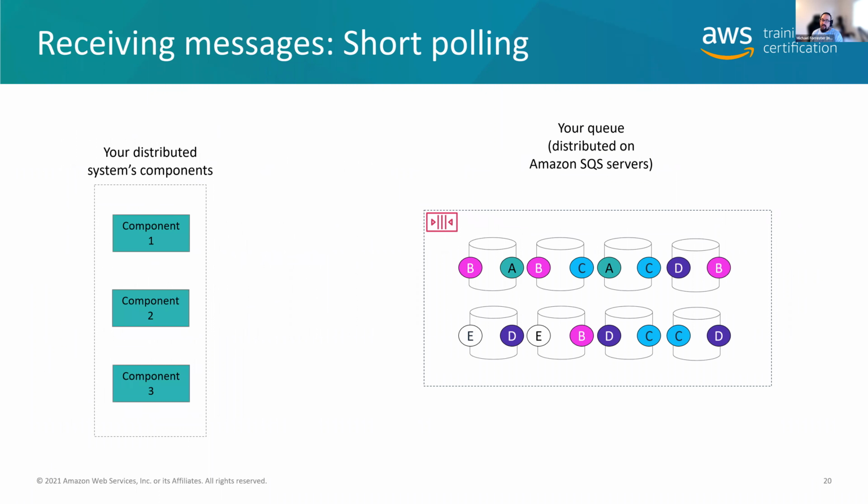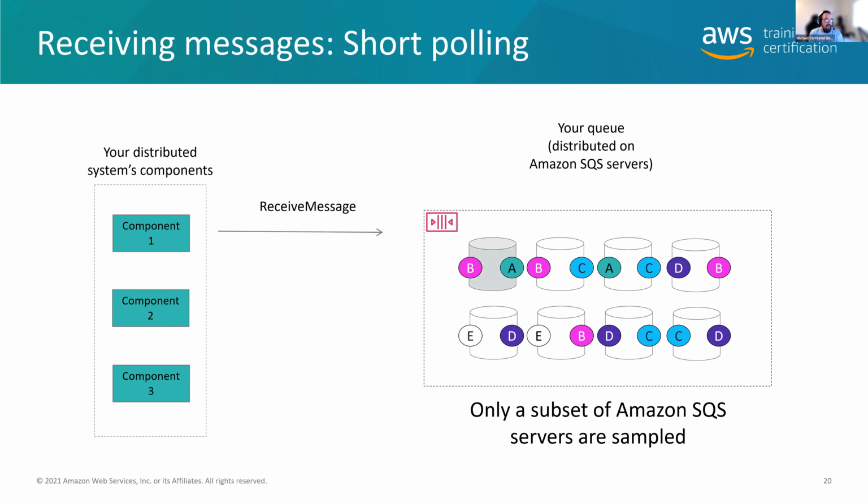Here's the short polling thing again, by the way. With short polling, as I mentioned, SQS is going to sample a subset of the servers, based on a weighted random distribution, and it's only going to return messages from the sampled servers, right? So only a subset of the servers are going to be talked to in this case. Now, this is where Amazon started, and unfortunately, since it was the default, this is what it defaults to.